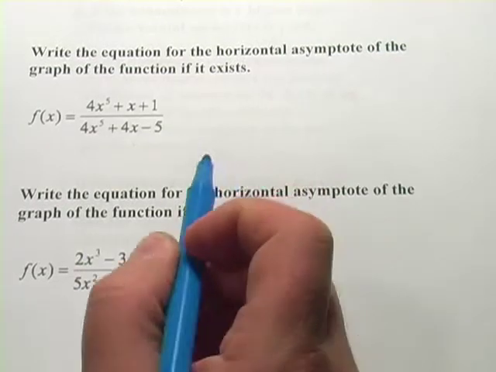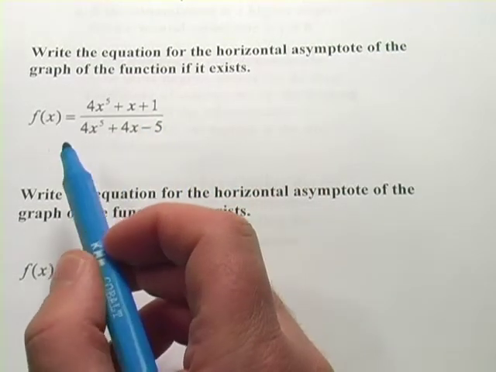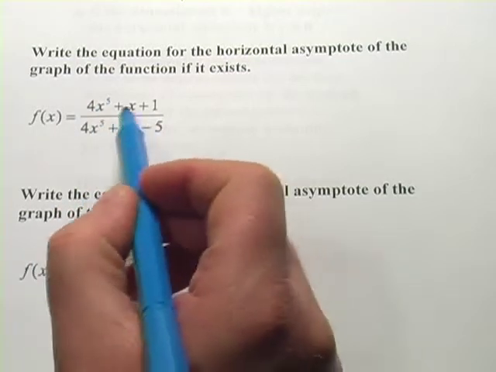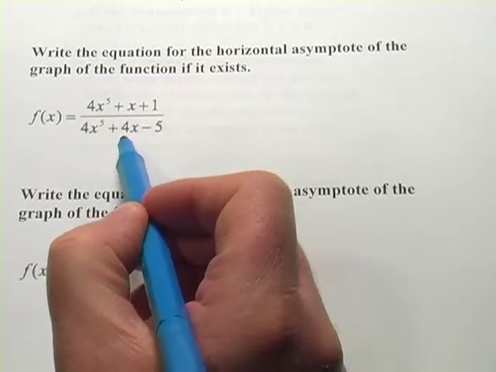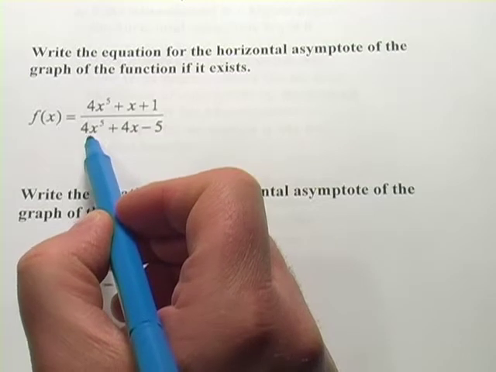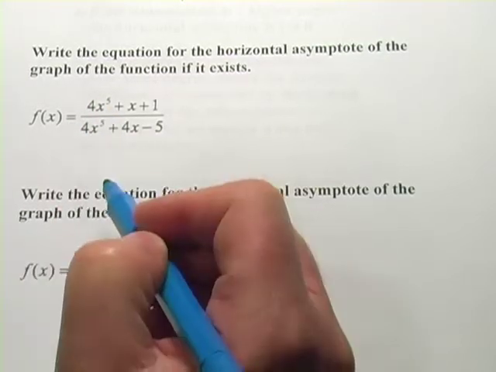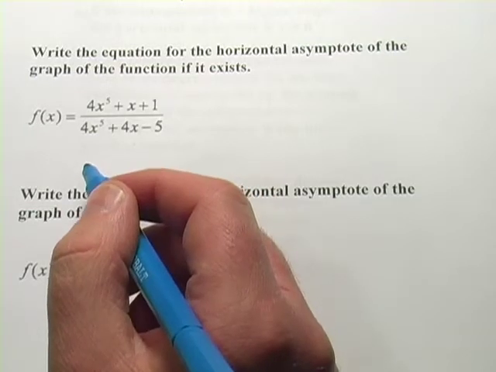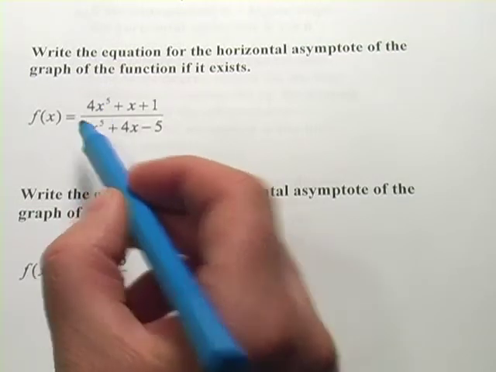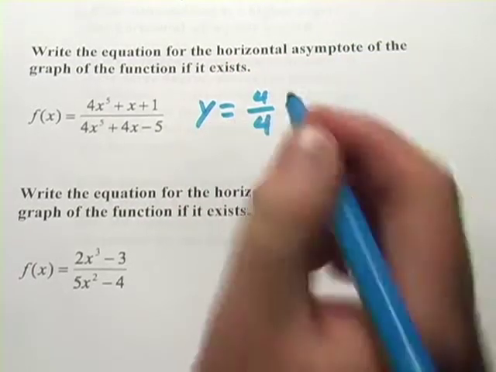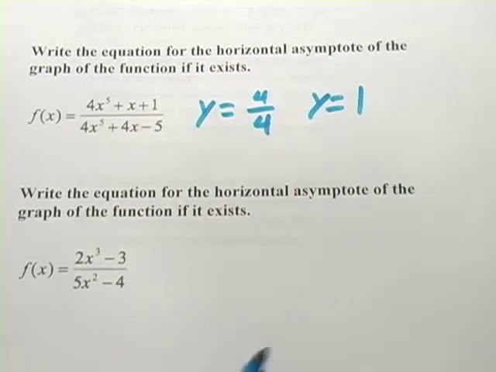It says, write the equation for the horizontal asymptote of the graph of the function if it exists. So we have 4x to the 5th plus x plus 1 over 4x to the 5th plus 4x minus 5. The degree of the leading term here is the same on the top and the bottom. What that means is that we take the coefficients and put them over each other, so we get 4 over 4, or the line is y equals 1.